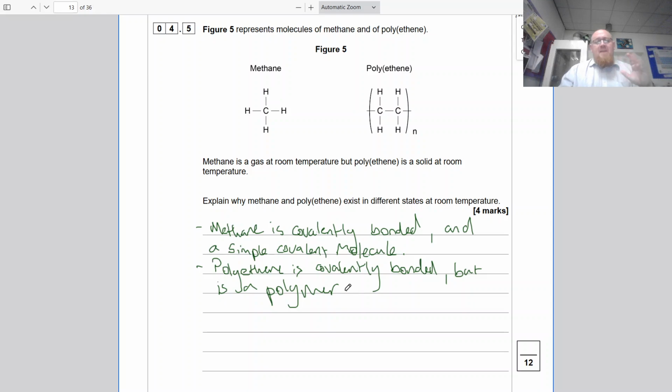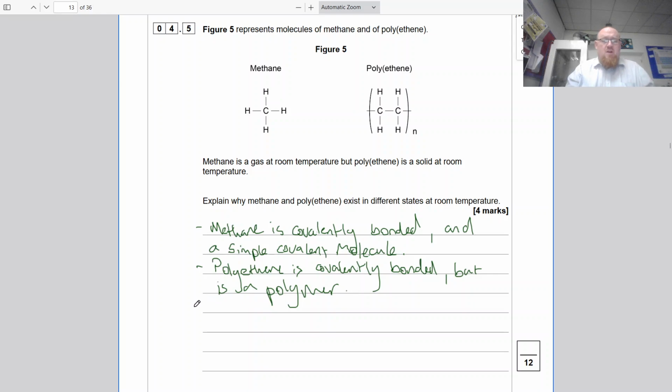So methane, when we're turning it into a gas or when we're turning it into a liquid or a solid, we're either breaking or forming intermolecular forces. So if we put a little bit of energy into methane, it will break the intermolecular forces because they're going to be very, very weak between methane molecules. But because polyethylene is a much longer molecule, it will have more intermolecular forces, which is going to take more energy to break. So how do we write this?